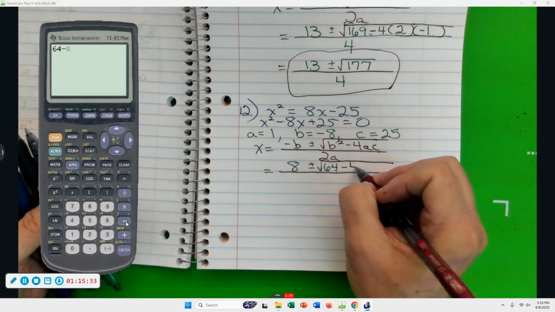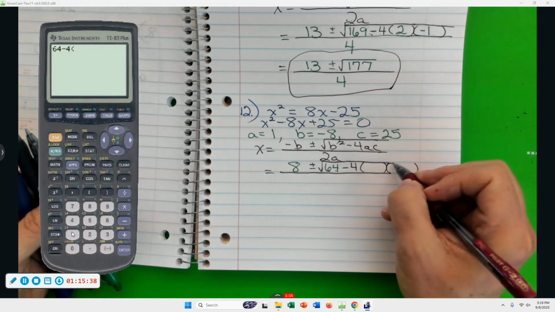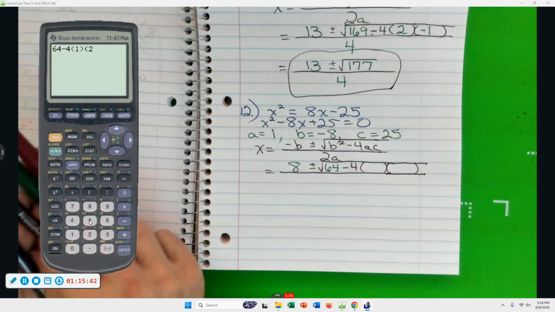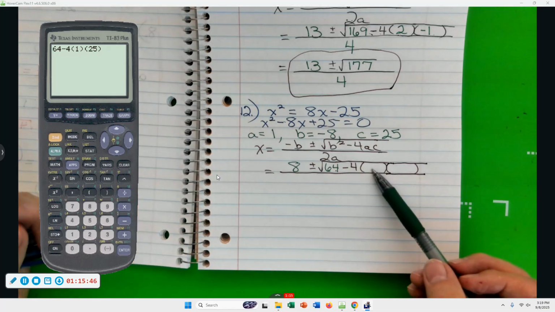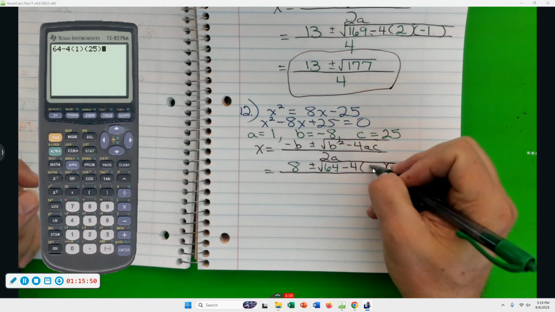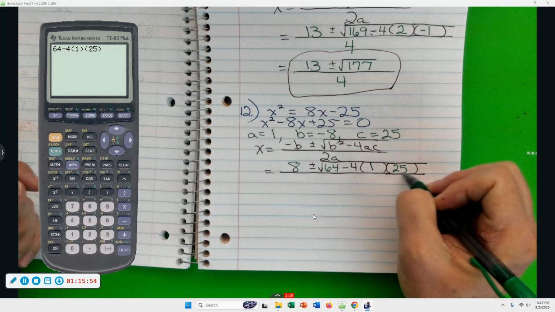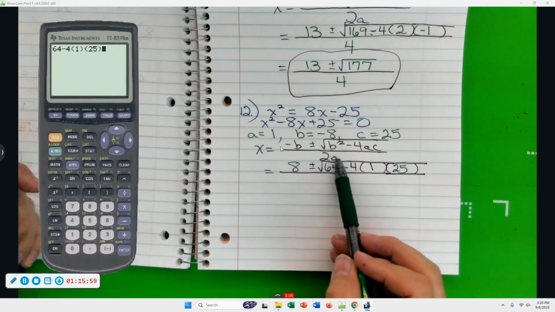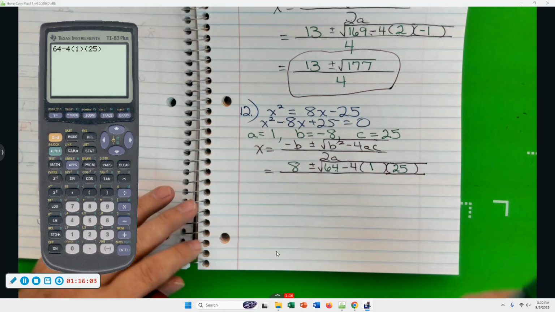Minus 4 times A times C. Oh, I see why I liked this problem. What's my A value? 1. And here? 25. What about 2 times A? What are we going to have as our denominator? 2 times 1 gives me a 2. I agree.